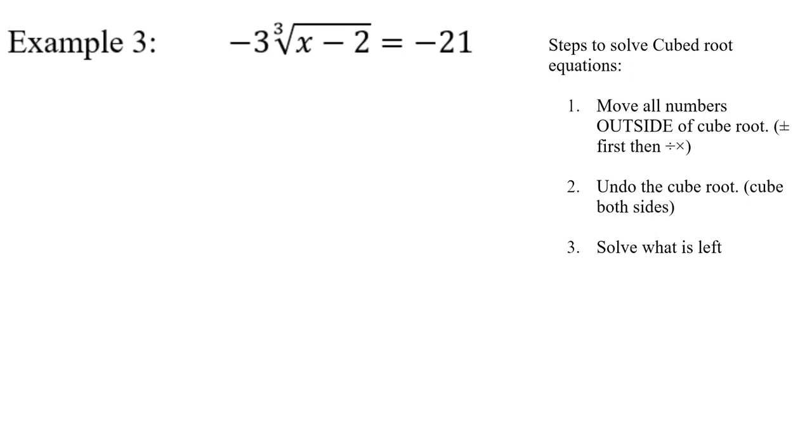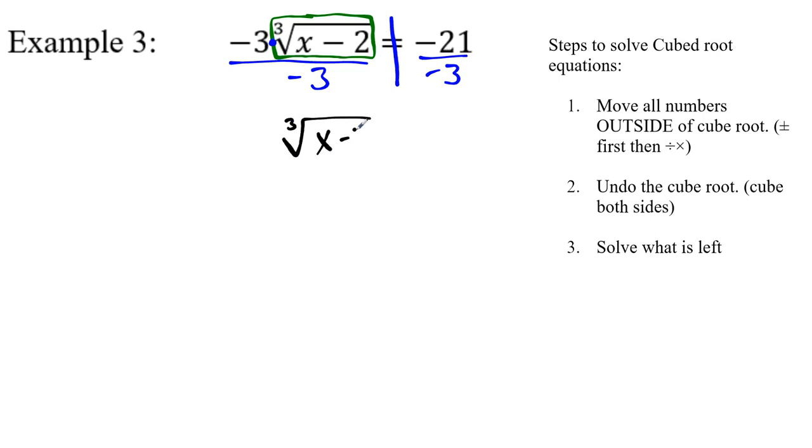Example 3. Let's work this one together. So again, we're going to box in the whole cube root. And this time it's not just x. There's x minus 2 there. Again, it's not by itself, so we got to get rid of this negative 3 that's being multiplied. So we're going to divide both sides by negative 3. And we're going to have now the cube root of x minus 2 is equal to 7.